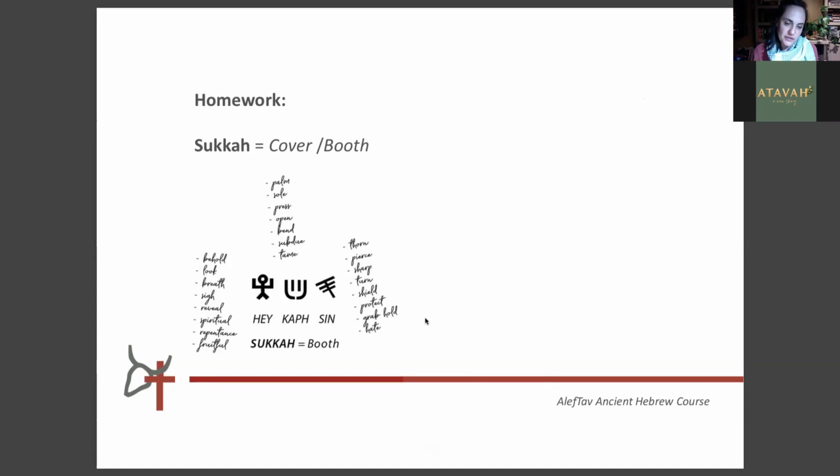So to make it a bit easier for you, I wrote down the different meanings of each letter. So we first have the letter sin, which has the meaning thorn, to pierce, sharp, to turn. It can be a shield of thorn or thorn bushes. It can mean protect, to grab hold or hate. Then we have kaf, that can mean palm, sole, press, open, bend, subdue, or tame. And then we have hay, that can mean look, behold, breath, sigh, reveal, spiritual, repentance, and fruitful. So if you look at all three of those letters, what do you see in the word sukkah?